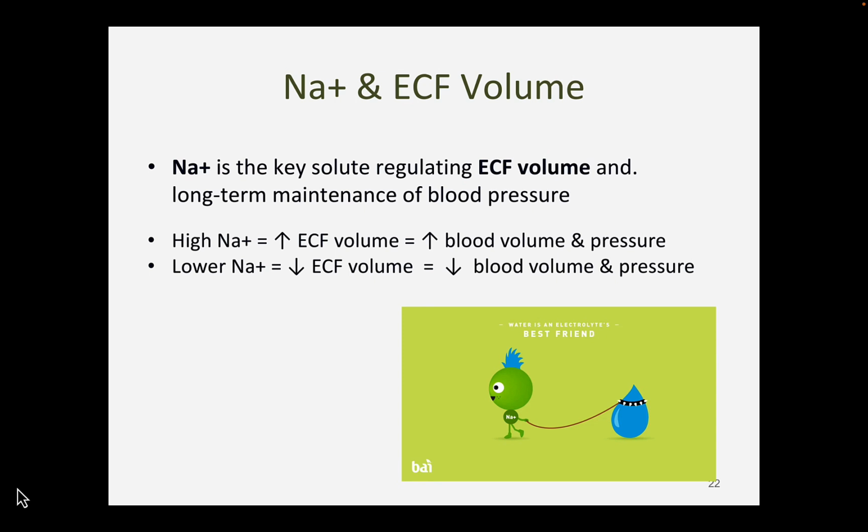So key to understanding this is that wherever sodium goes, water will follow. So instead of regulating the water part here, we regulate sodium, and water comes along naturally, increasing our total fluid volume.